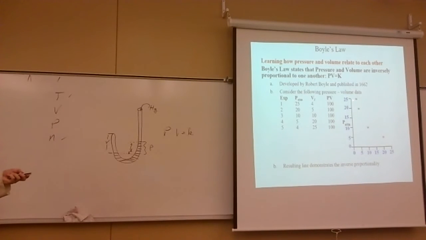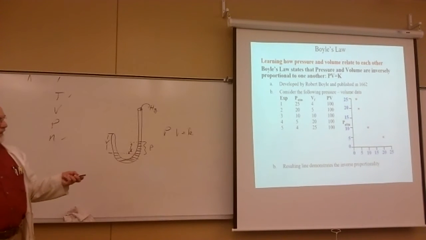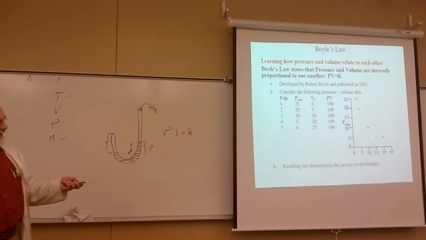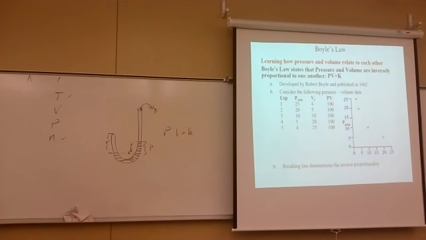Now, that curve has a name. It's called a hyperbola. Remember, if you've had, where did it get them? Geometry? Maybe? Trigonometry? Yeah. This line never touches that axis, and that one never touches the other axis. That's what I remember from hyperbolas. I'm sure it has another definition. It's one of the conic sections.